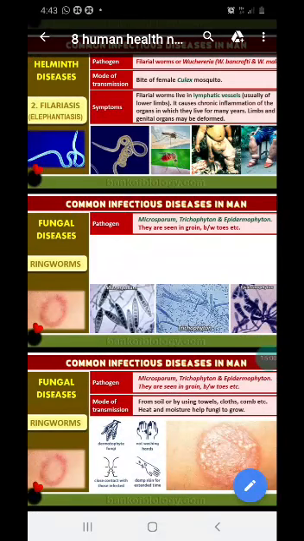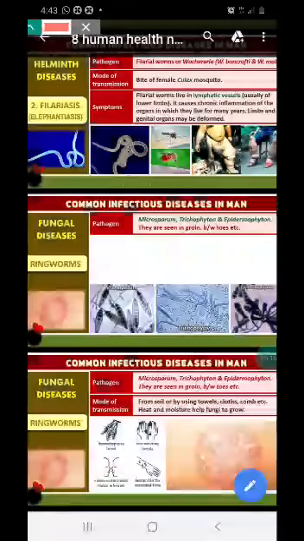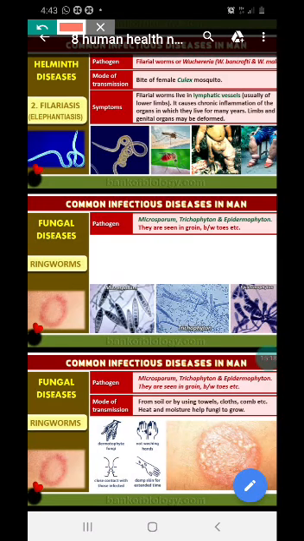And the next disease is Filariasis. What is Filariasis? It is elephantiasis. It's also caused by a worm. The pathogen is the filarial worm, Wuchereria bancrofti. What is the name of the pathogen, children? Wuchereria bancrofti. So how does it get transmitted to us? By the bite of the female Culex mosquito.